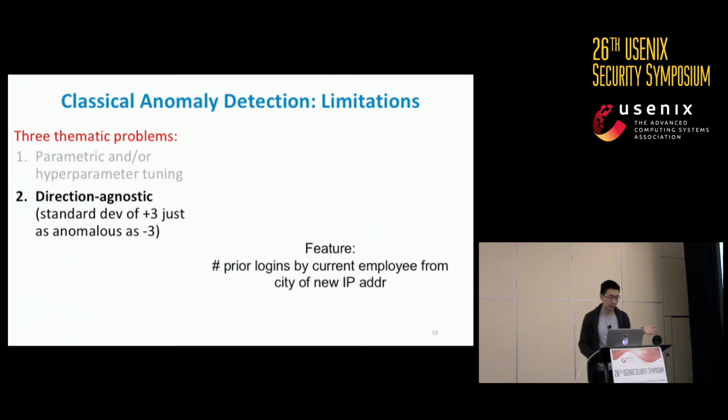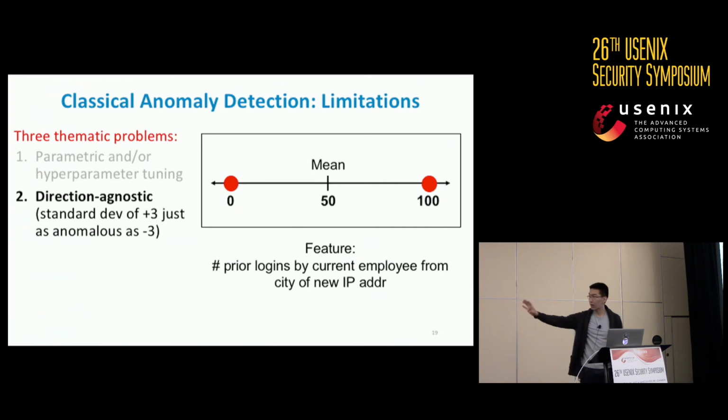And so I'll illustrate that with a picture. You can think of one of the features that we had, which was this count of, when an employee sent an email, they logged in from a new IP address. How many times has that employee logged in from an IP address that geolocated from that city? And this feature has a directionality to it. That is, the greater the value, let's say the employee has logged in 100 times from that city, it's much more benign than if the employee has never logged in from that city before. And standard techniques don't naturally incorporate that.